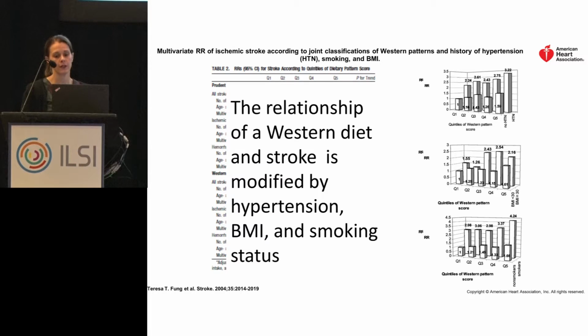Again, upon further inspection, the Western pattern in regards to stroke indicates a substantial effect modification by the presence or absence of hypertension, by BMI, and by smoking status. So the take-home message from this is that a bad diet can be amplified by other factors. So we really need to better understand these types of interactions when we're providing dietary guidance to people.